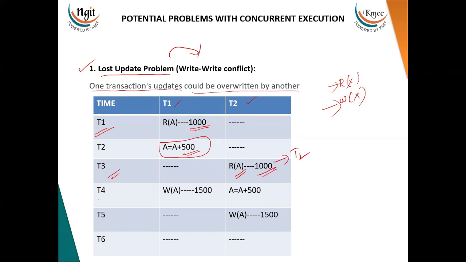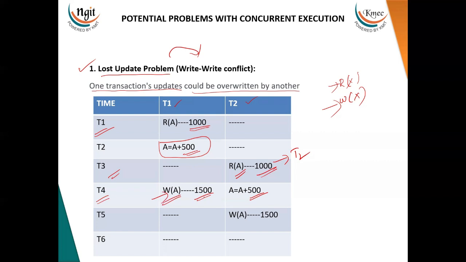Clear. Now at time interval 4, when the T1 transaction performs a write operation, a balance of 1500 is updated to account A. Okay. Now the T2 transaction would like to credit an amount of 500 rupees to account A. Clear. But what happens? Here the write operation for account A is already finished.